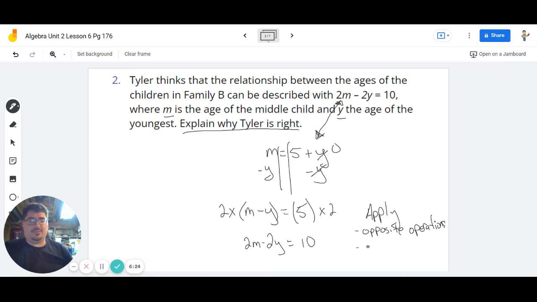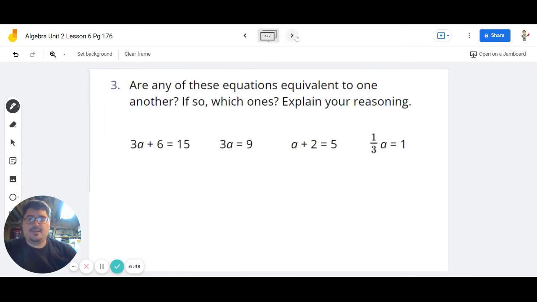And then we'll also apply multiplicative equality. What you can multiply to one side, you can multiply equally to the other side. Okay. Very good. Question 3.